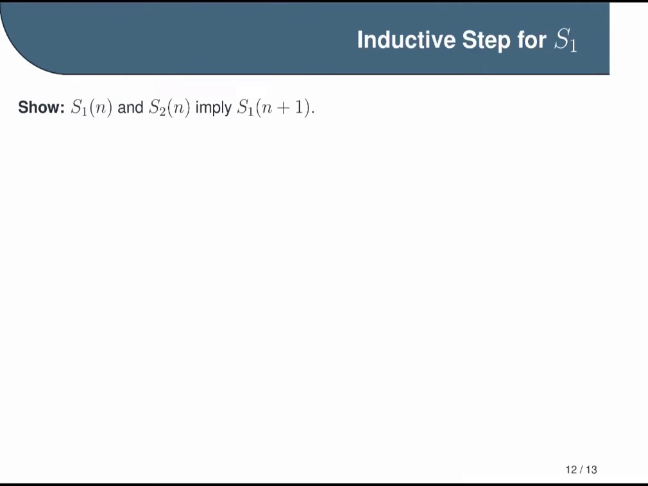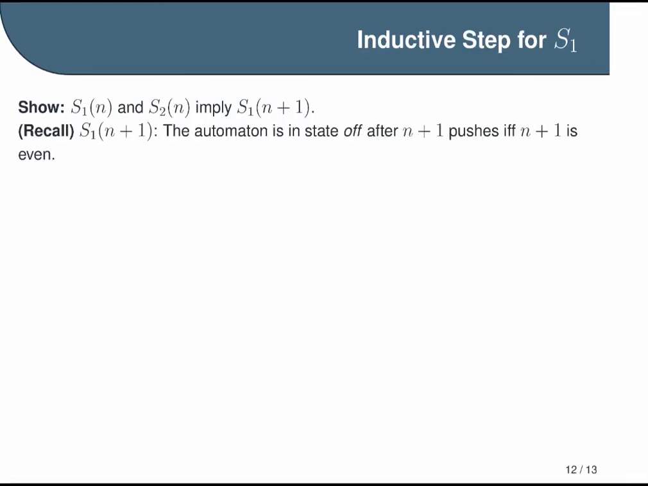Okay, so now moving on to our inductive step, we have to show that S sub 1 holds at n plus 1 if S sub 1 and S sub 2 hold at n. And remember, generally S sub 1 is the statement about the relationship between being in the off state and having received an even number of pushes. The exact wording of the phrase we're trying to prove is the automaton is in the state off after n plus 1 pushes if and only if n plus 1 is even.